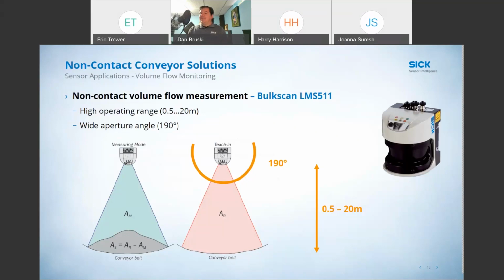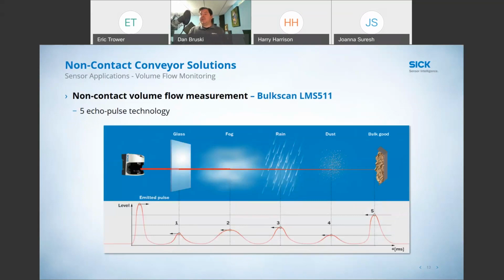But aren't optical devices difficult to use in outdoor and dusty environments? I mean, particularly the extreme conditions of a cement plant. In order to make the system reliable for these harsh outdoor environments and to limit the influence of different ambient conditions, the bulk scan is equipped with something that we call the 5 echo pulse technology. This means that the sensor is sending out 5 different laser pulses with different intensities and configurations, so that the sensor is able to distinguish these different echoes received from possible disturbances.